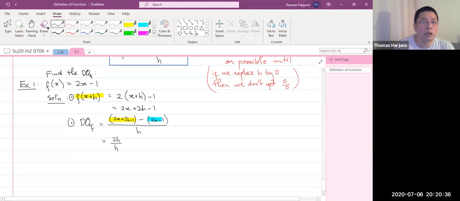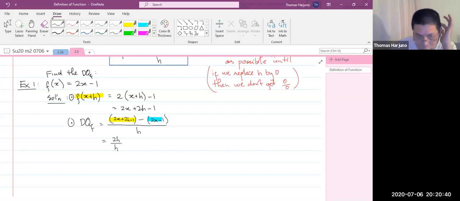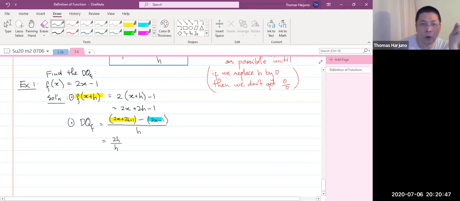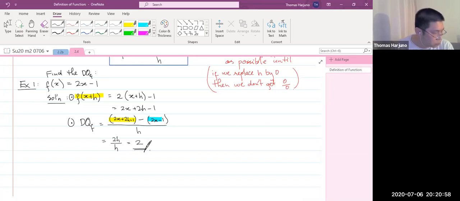Now then, how do we know we can or cannot stop here? Now, you visually do this. If you replace h by 0, what do you get? 0 over 0, right? Okay, so no, you cannot stop there. You have to go on. I will cancel the h. I get 2. Now, that's the easy part, though. Let's see the slightly harder one, or if not a lot harder.